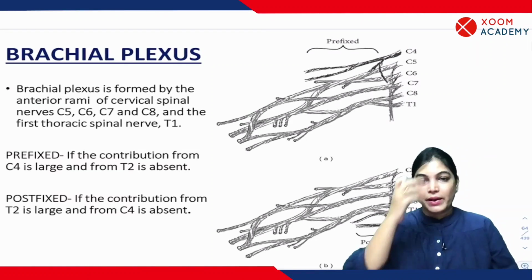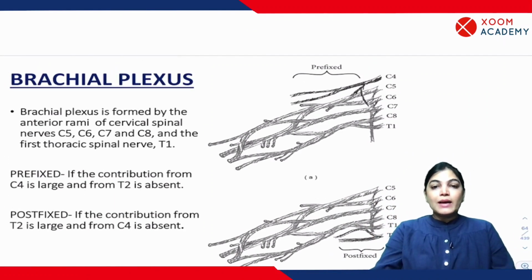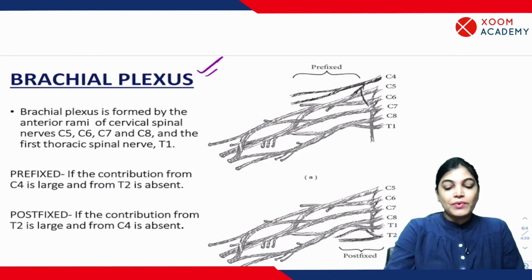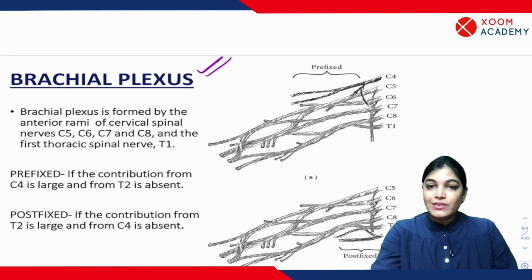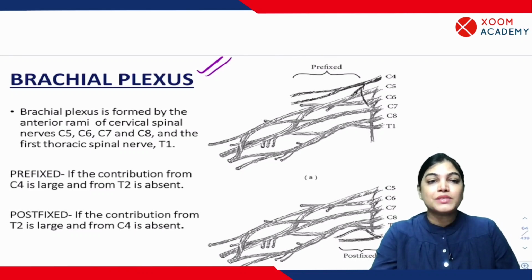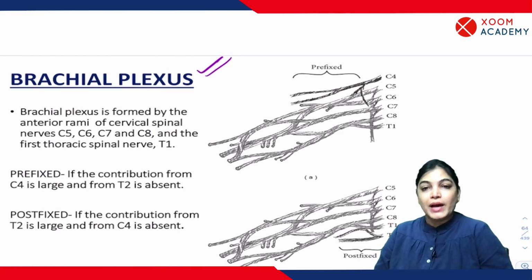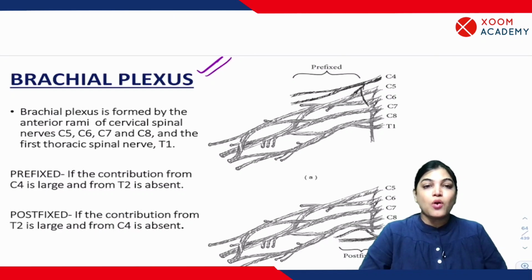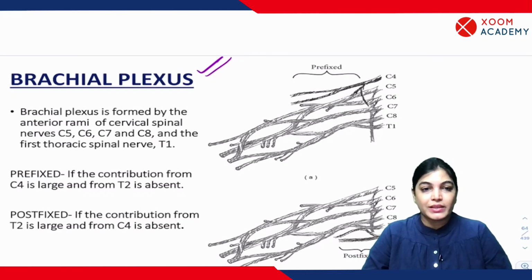Now, before proceeding to the individual components and their explanation, I would like each one of you to just focus on this brachial plexus and its components. Normally, the brachial plexus is formed by the ventral rami or anterior rami of C5, C6, C7, C8 and T1. But my dear aspirants, at times what happens, it can be prefixed and postfixed. Now the important point is when we say the brachial plexus is prefixed, and when we say the brachial plexus is postfixed.